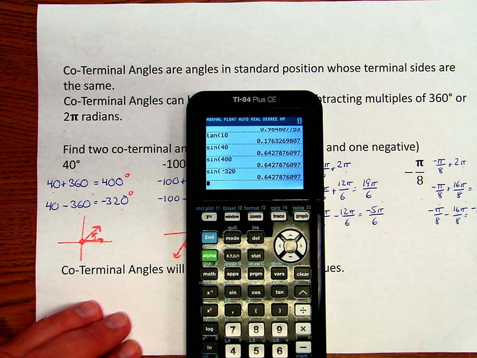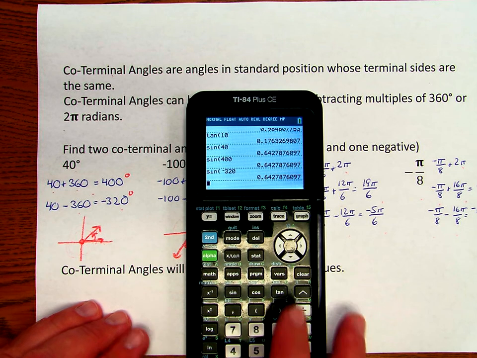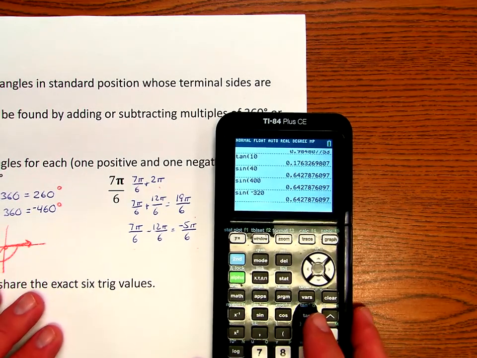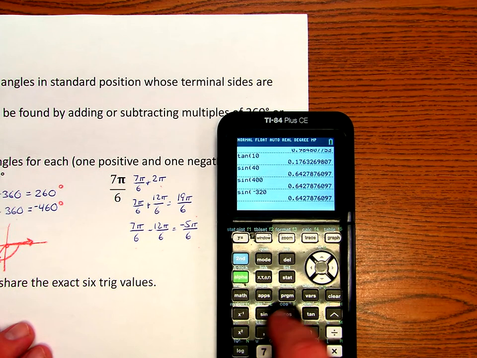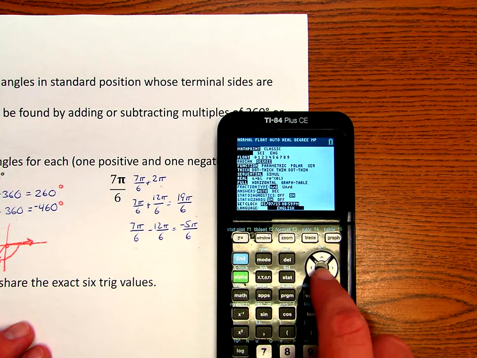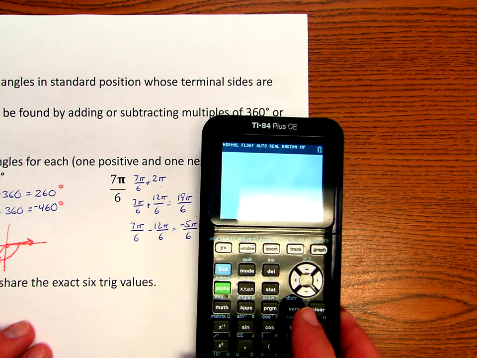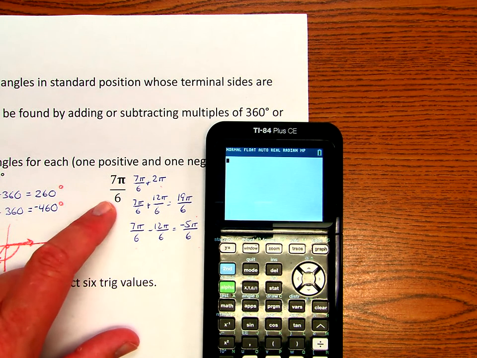Now, right now, you may be thinking, so what? They're all the same number, but that's going to have a pretty big impact on stuff we do when this becomes a small part of a bigger problem. Just as a quick radian example, with a different trig function, I'm going to go to mode, go into radian mode, clear that out. I'll use cosine this time.